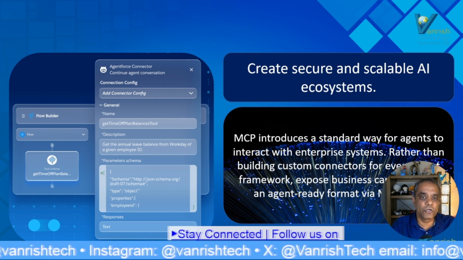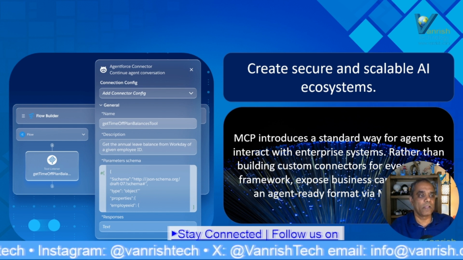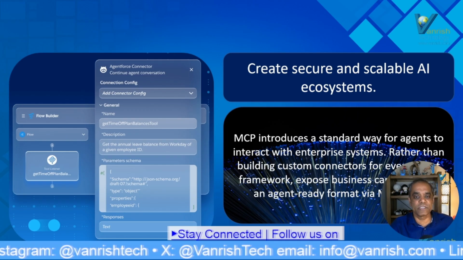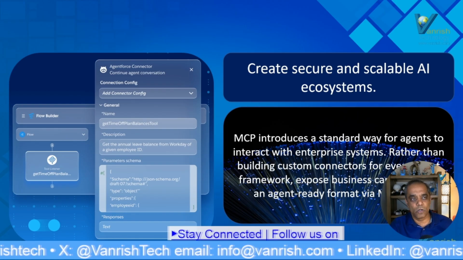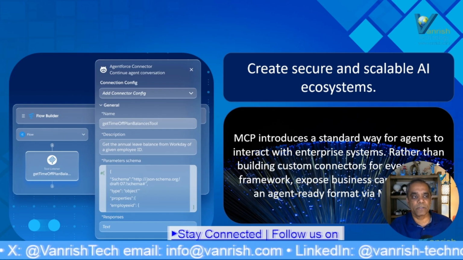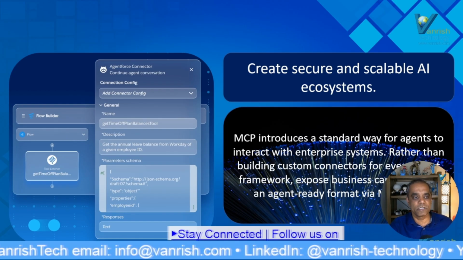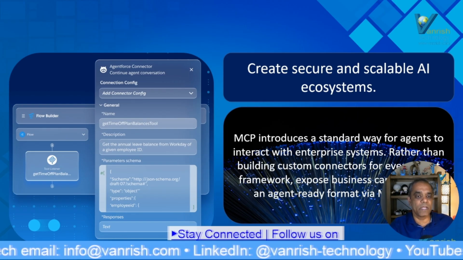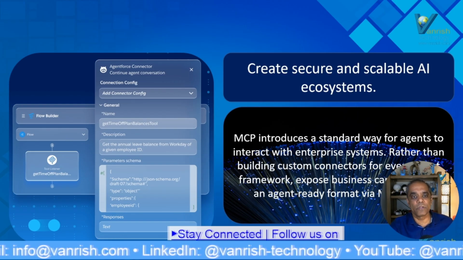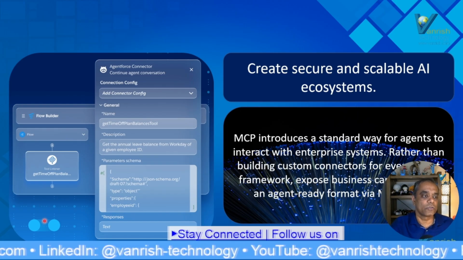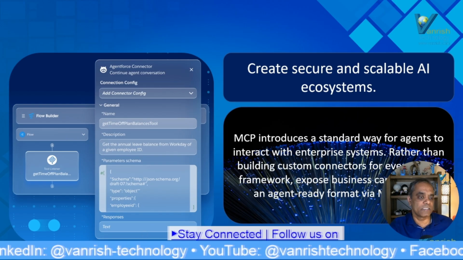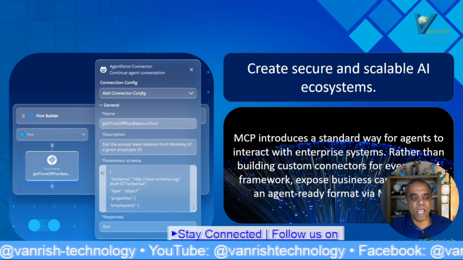Now, what does a secure and scalable AI system look like? MCP introduces a standard way for agents to interact with enterprise systems. MCP provides one wrapper so that you can interact with all your systems through MCP, and behind the MCP you are enabling the APIs, and then all that data is available for your agent. So it makes your life much easier compared to building from scratch.